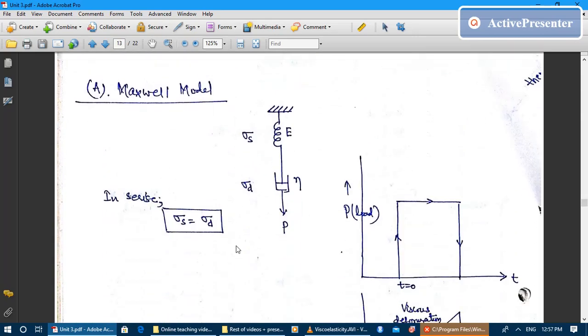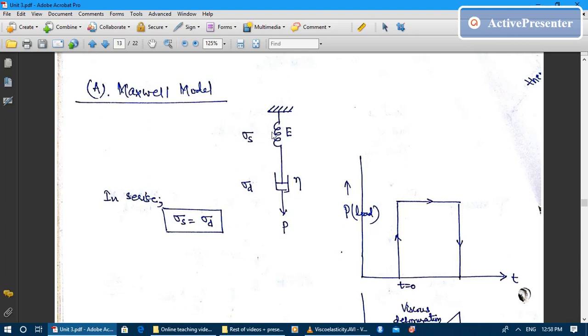Now the first viscoelastic model is the Maxwell model. It is named after the scientist Maxwell. He said that the behavior of the polymer chain is like that of a spring and a dashpot connected in series and a load P applied. So when a dashpot and spring are connected in series, they represent the behavior of a polymer chain.